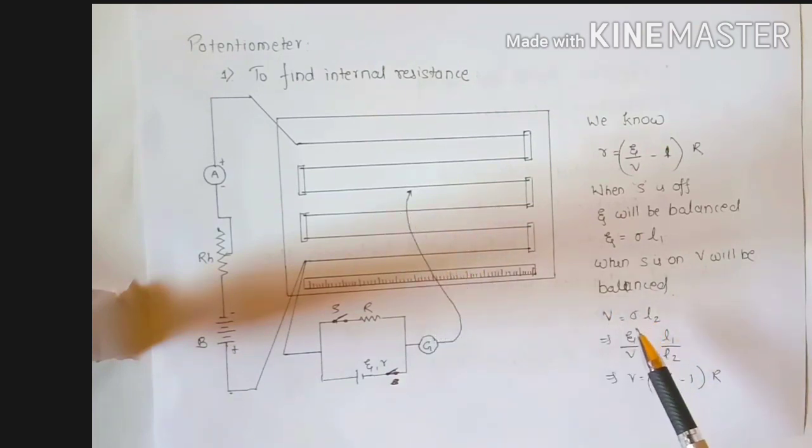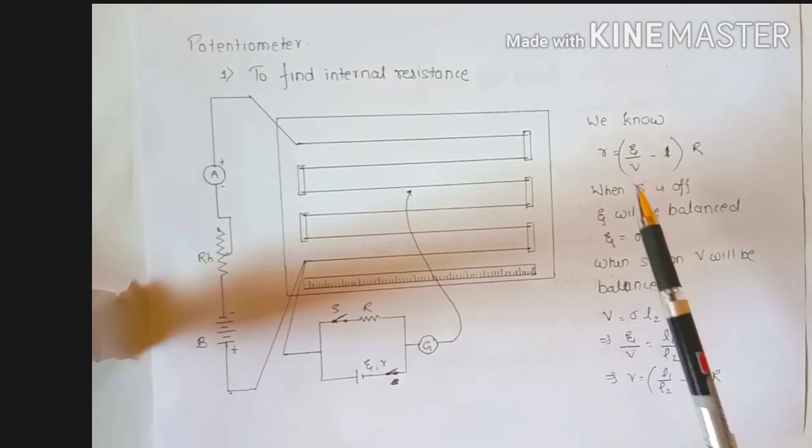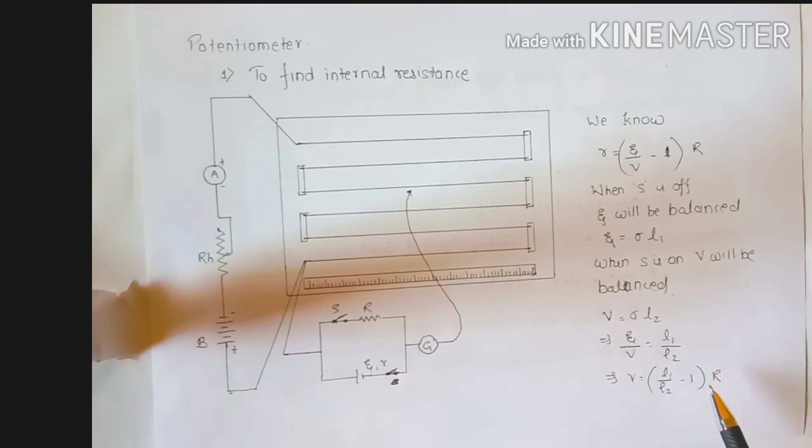So you can divide these two. E by V is equal to L1 by L2. So substituting the value of E by V, we get r is equal to (L1 by L2 minus 1) whole into known resistance from resistance box. So this is the way to find the internal resistance of any source.